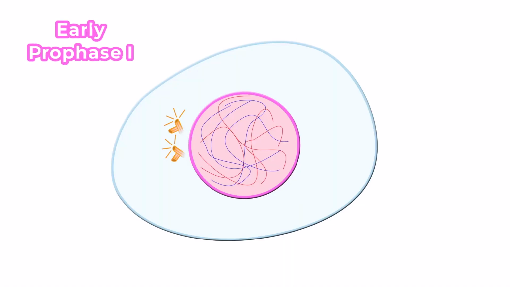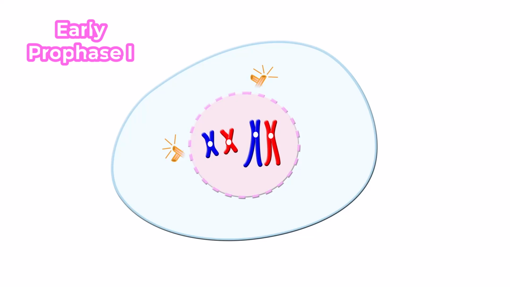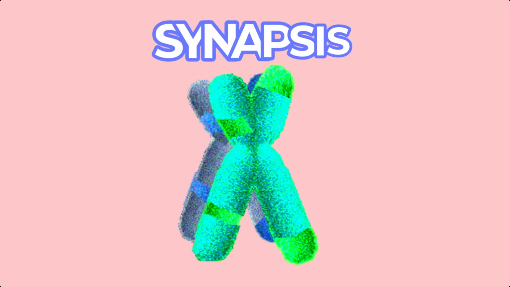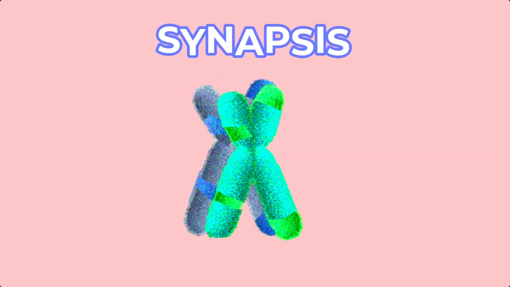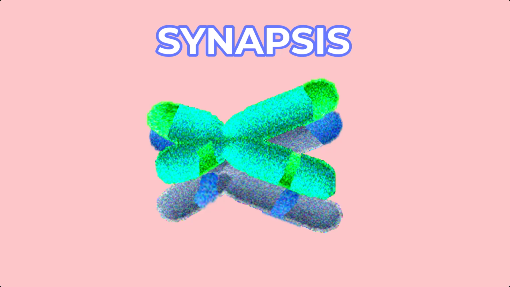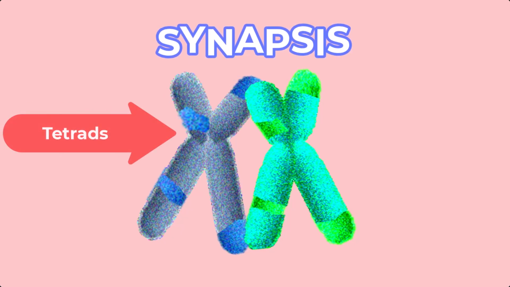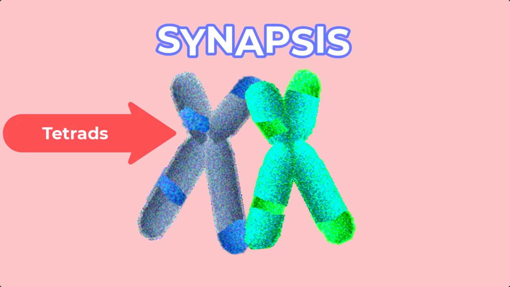In early prophase I, the nuclear envelope begins to break down. Homologous chromosomes are paired up and held together by a synaptonemal complex. This tight pairing of homologous chromosomes is called synapsis. In synapsis, the genes on the chromatids of homologous chromosomes are aligned exactly with one another. In this configuration, the 2 homologous chromosomes can be referred to as tetrads because they contain 4 sister chromatids.